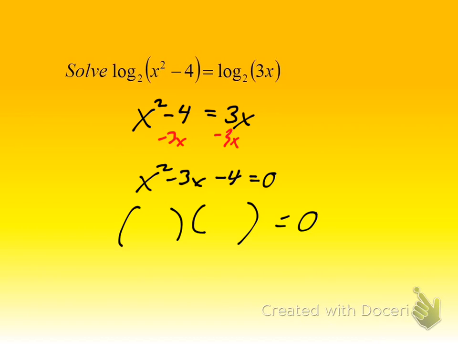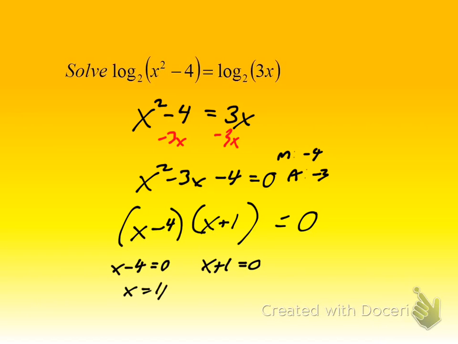So we factored this one. We need to multiply to negative 4, add to negative 3. So what two numbers in the world multiply to negative 4 and add to negative 3? Negative 4, positive 1, right? We split them separately, make each one equal 0, so x minus 4 equals 0, x plus 1 equals 0. This one we add 4, so x equals 4. This one we subtract 1, x equals negative 1.